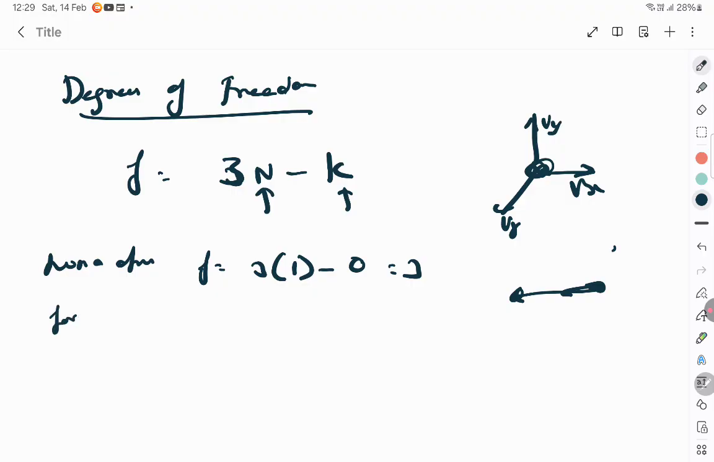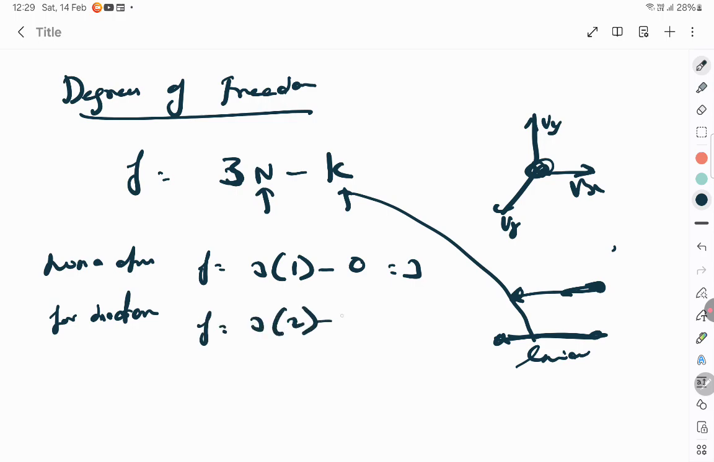For a diatomic, let's say 2 molecules are there. There's one linear relationship. The k stands for linear relationship. There's one linear relationship. F is equal to 3 into 2 minus 1. So 5 degrees of freedom.